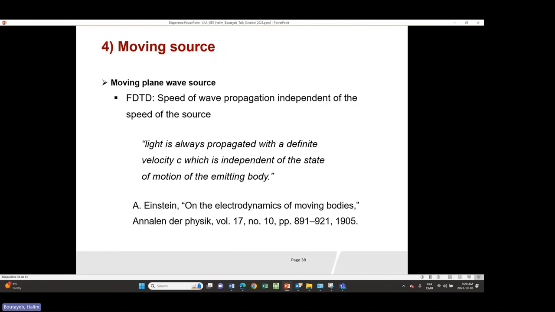And actually, this is in agreement with the Einstein paper. His paper on the electrodynamics of moving bodies is really about electromagnetism with moving matter, so it's really similar to the title of our presentation. In his paper, he has a postulate that says light is always propagated with a definite velocity c, which is independent of the state of motion of the emitting body, so of the state of motion of the source.